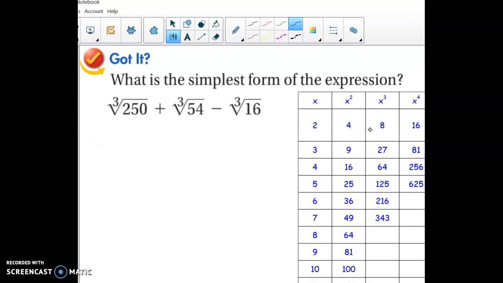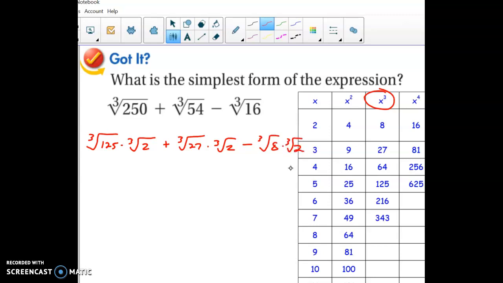All right, so how it works is we're going to use our perfect third powers. So for 250, 216 doesn't work, but 125 does. So I'm going to break it into a third root of 125 and a third root of 2, plus, and then for 54, again, there's a good chance 2 is going to be the leftover part. So looks like if we divide by 2, we'll get 27, which is on our list. So I'll do third root of 27 times third root of 2. And then minus, for 16, it looks like 8's going to work. So third root of 8 times third root of 2. Okay, and now we all have these third root of 2 at the end.